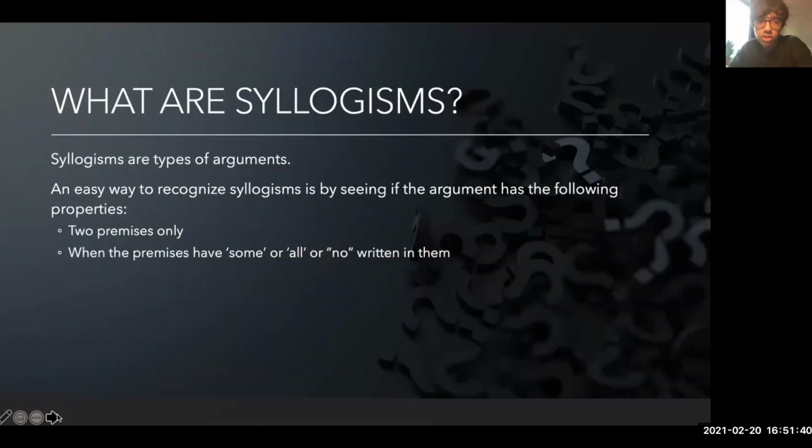So what are syllogisms? Syllogisms are basically types of arguments. One easy way to recognize an argument that's also a syllogism is by seeing if the argument has the following properties. It only has two premises and one conclusion, and the premises and the conclusion usually have the words some, all, or no written in them.